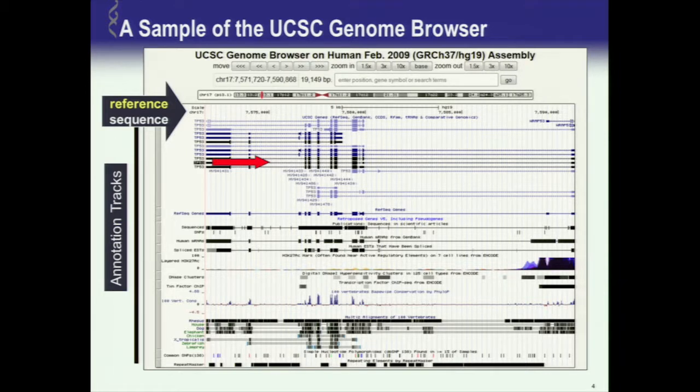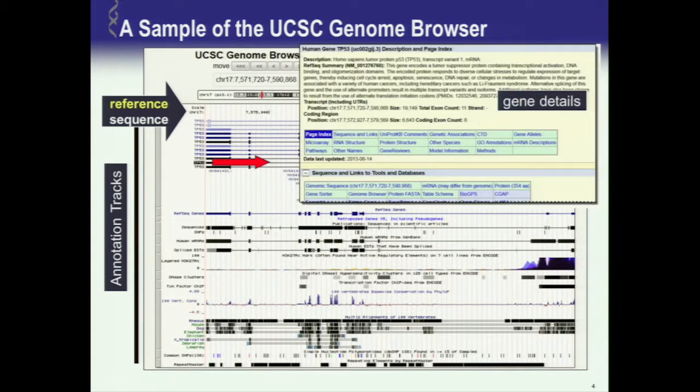For example, here we're looking at the track of gene annotations, one particular one. It's called the UCSC Genes track. If, for example, you take one of those isoforms and click on it, you'll be brought to a page that has lots of links out to many different things.